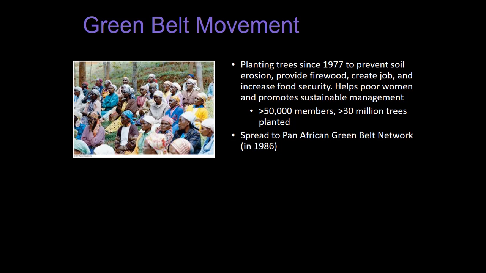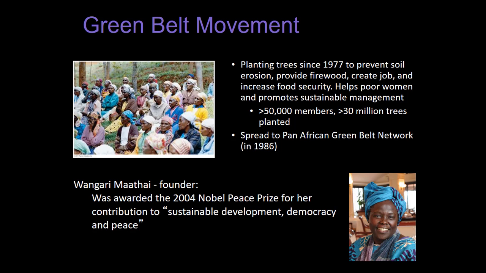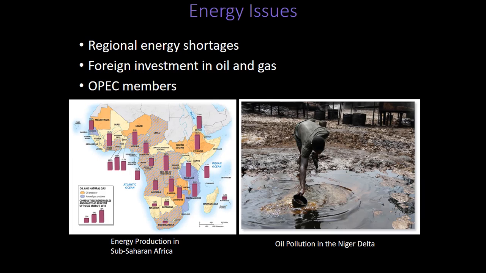Over this period of time, more than 50,000 members have been part of this network, called the Pan-African Greenbelt Network, which is what it's been called since 1986, and they've planted more than 30 million trees. The main woman behind this movement is, I cannot say her name, I'm sure, Wangari Maathai. She was the founder, and she won the Nobel Peace Prize for her initiative in this project in 2004, based on her contribution to sustainable development, democracy, and peace. So this was largely a women-led and women-involved movement.